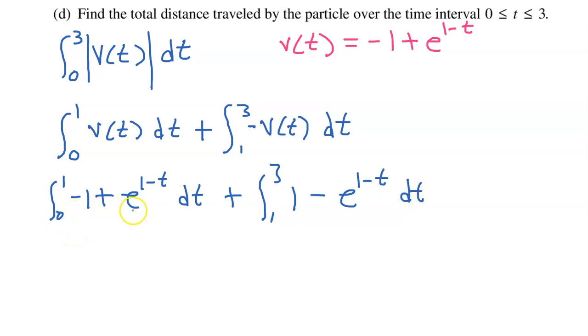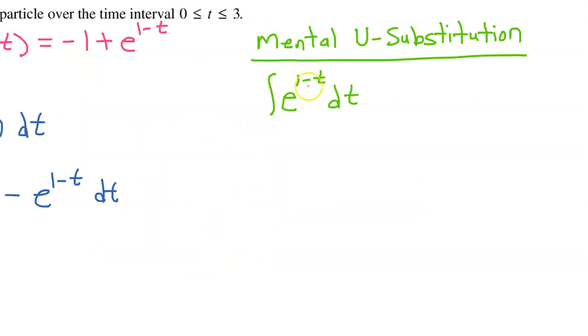So now I'm integrating this term by term. The integral of negative 1 is going to be negative t. I'm doing a u substitution in my head, so I'm getting negative e to the 1 minus t power. I will show you what I did off to the side, but let me go ahead and put the limits of integration from 0 to 1. Here's the mental u substitution that I just did, just in case you need to see it.